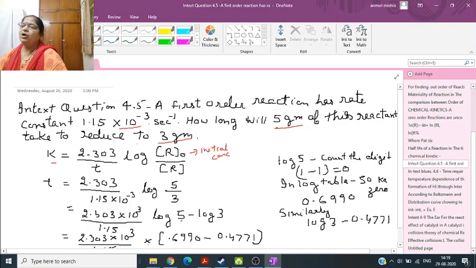Now here log 5 is, you will count the number of digits. This here I have written, that is count the number of digit. So it is 1 digit and always will subtract 1, either digit is 2, 3, 4, only subtraction will be only of 1. So it is equal to 0. So 0, then we will go to the log table and see that is 50 ka 0. Under 50 we will see the 0, the value is 0.6990.